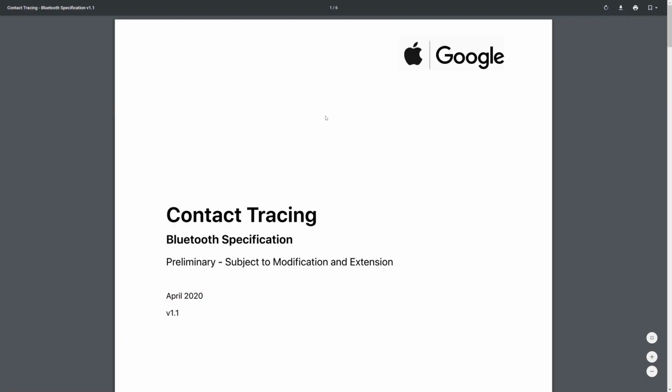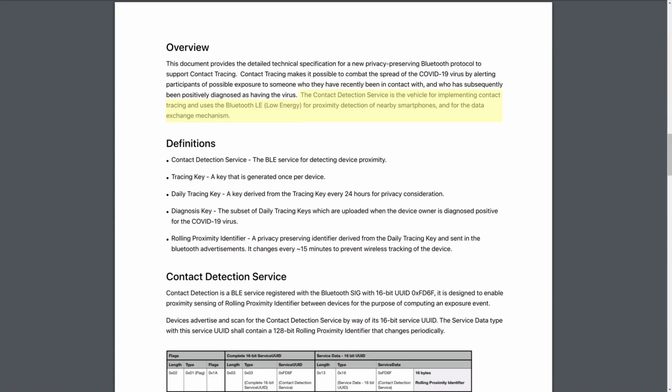Now let's dig into the low-level specifications to see how this is really going to work according to Apple and Google. The contact detection service is the vehicle for implementing contact tracing and uses Bluetooth Low Energy for proximity detection of nearby smartphones and for the data exchange mechanism.